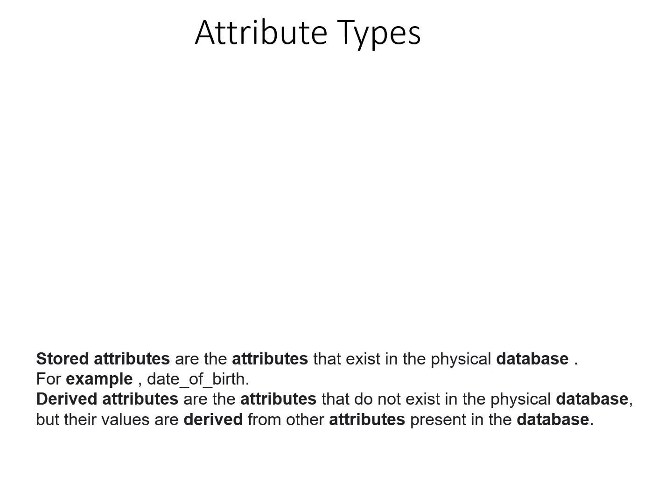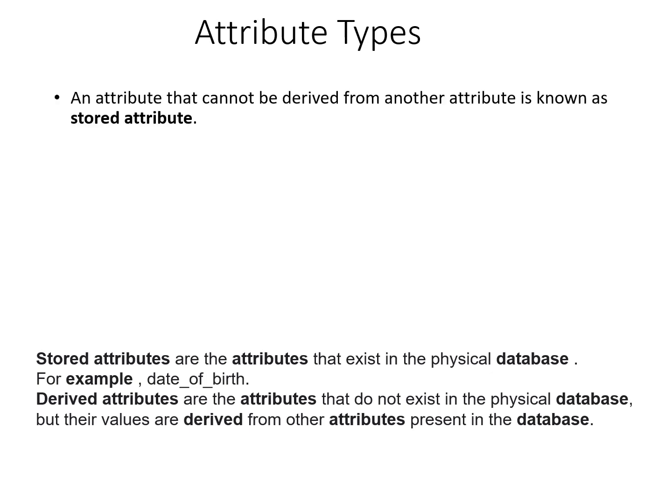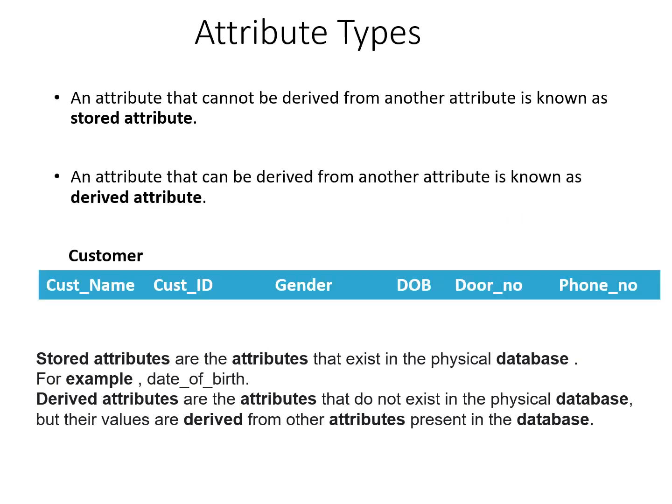Now comes the stored attribute and the derived attribute. An attribute that cannot be derived from another attribute is called a stored attribute, and those attributes which could be derived from other attributes are called derived attributes. So say for example, you have an attribute called date of birth. From that, if I get to know your date of birth, I can definitely know your age. So I could say that date of birth is a stored attribute and age is a derived attribute.